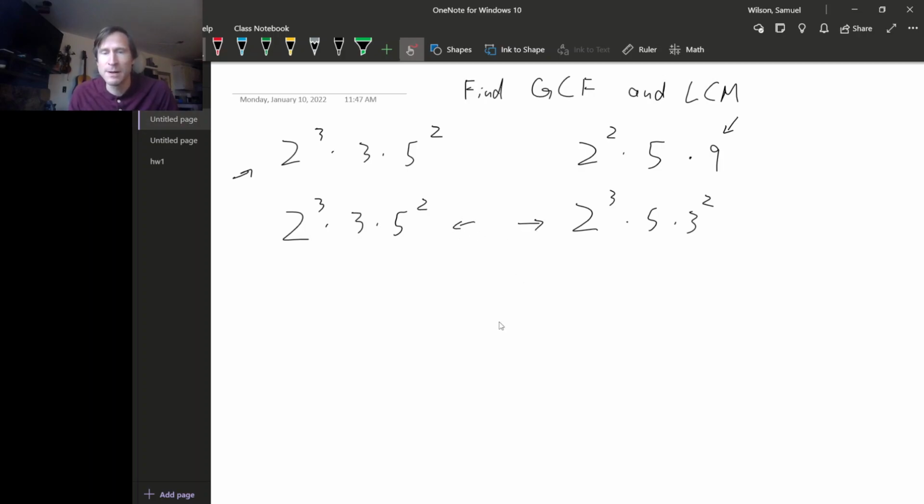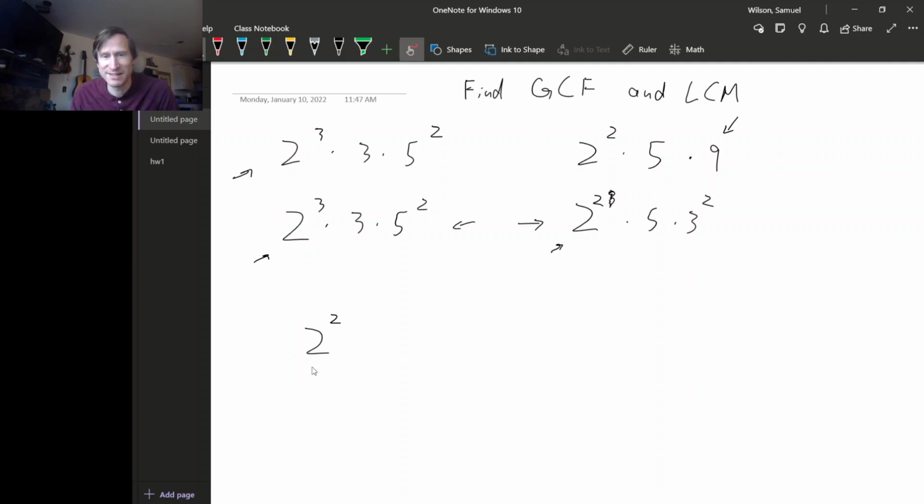So for greatest common factor, you just have to go down the list prime by prime and pull out as many factors of each prime as the two numbers share. Actually, here I see this should be a 2, not a 3. Okay, so looking at our factors of 2, the number on the left has 3 factors of 2. The number on the right has 2 factors of 2. So in common, they have 2 factors of 2.